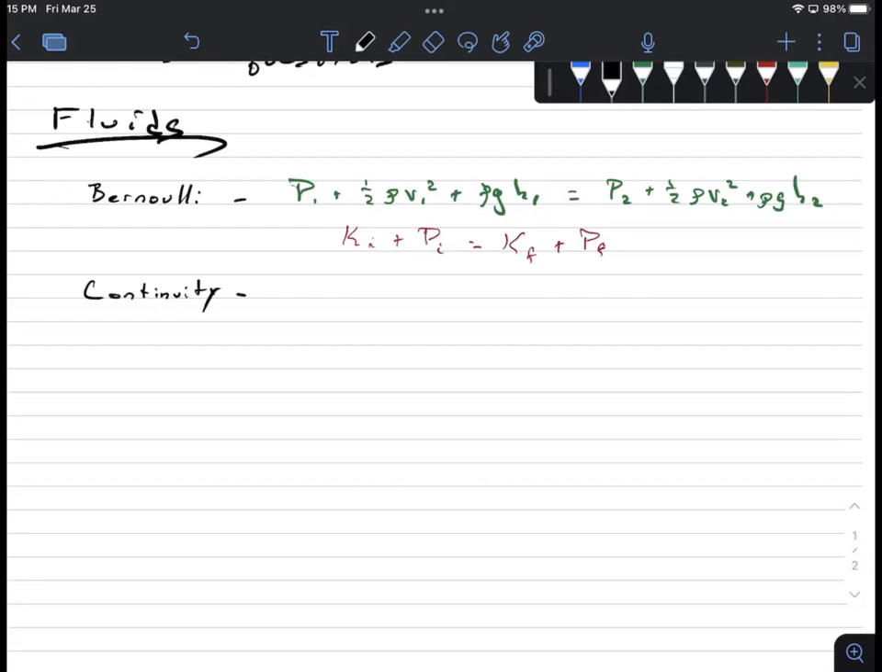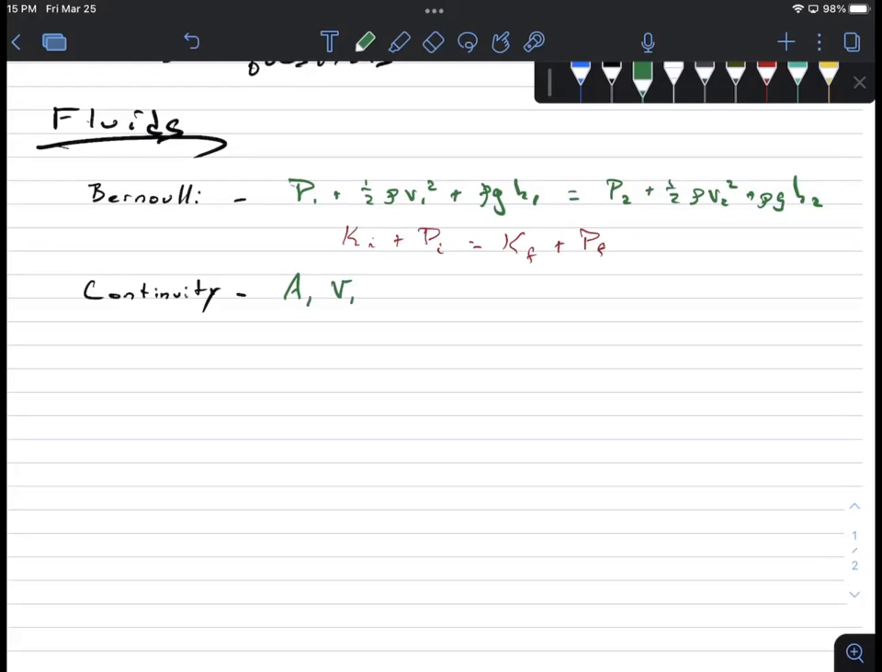So the continuity equation, what that says is that the size of the pipe relates to the speed of the fluid running through the pipe. And what it says specifically is the area, the cross-sectional area, that is the size of the opening of the pipe in one location, times the velocity of the fluid running through that part of the pipe.